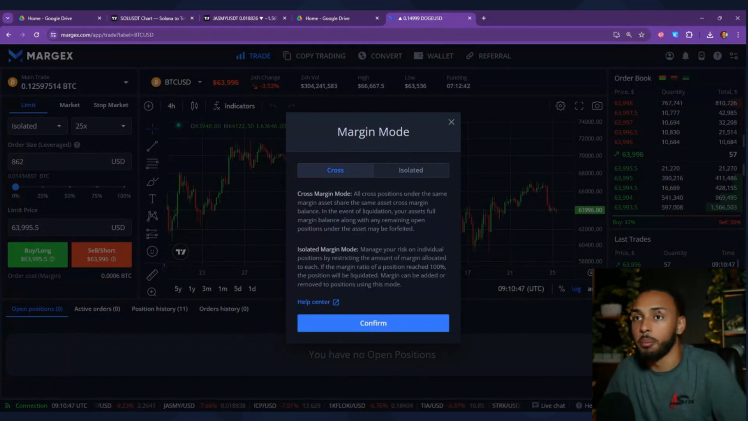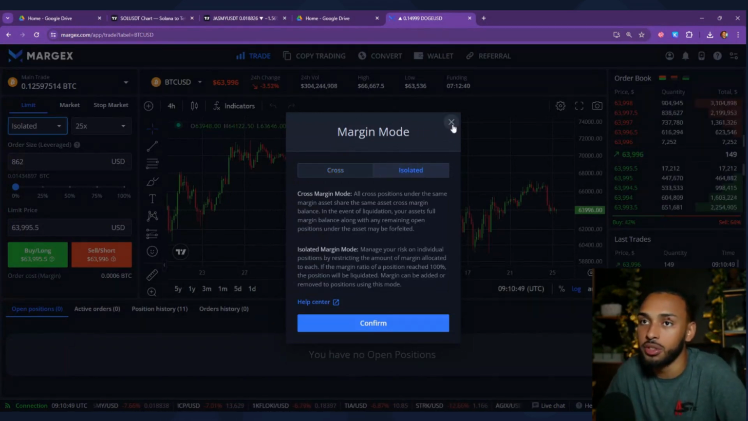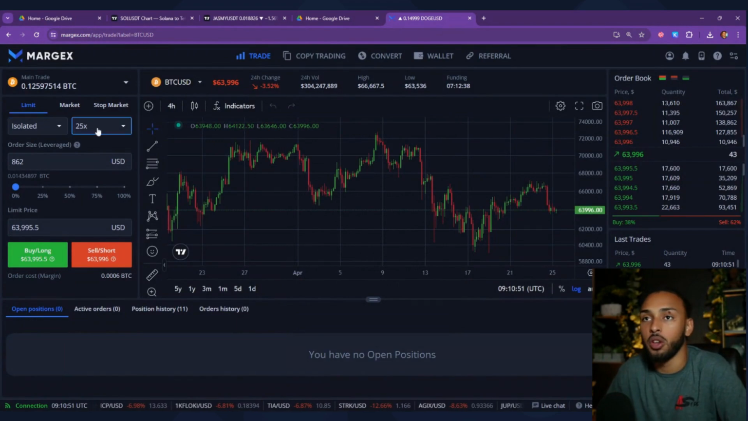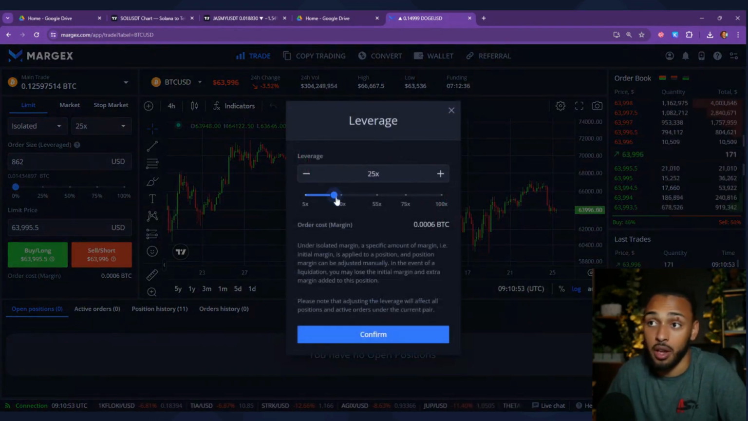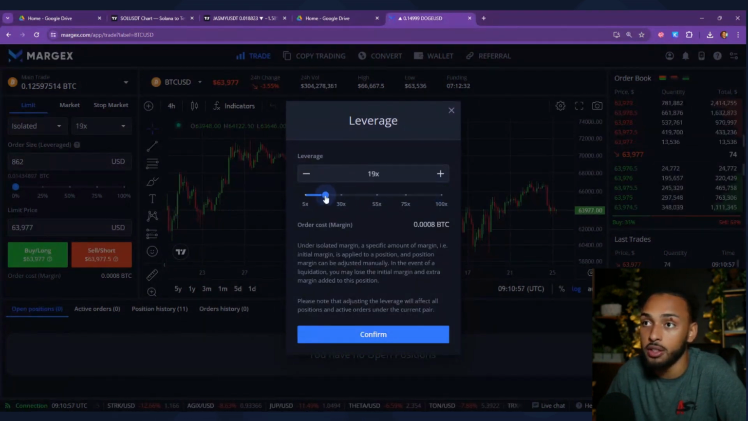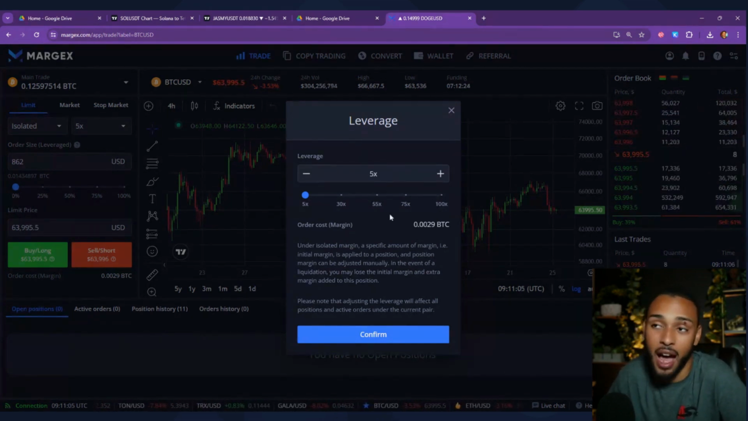So now back here on Margex, let's go ahead and just choose isolated. So now what we can do is choose the amount of leverage we want to use, which is very, very easy, right? You can go all the way up to 100x for something like Bitcoin, or you can literally go as low as 5x, which is not bad, right? That's just very small, not doing anything too crazy. And that is generally what I recommend. I never really ever tell someone you should go 100x leverage long.